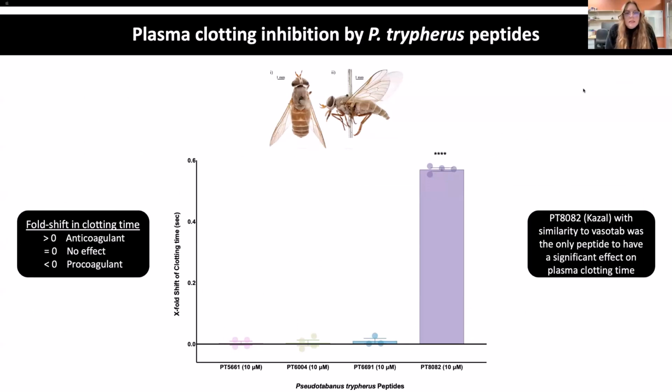So basically what's reflected here is the fold shift in clotting time. So anything that is above 0 is an anticoagulant, anything that is 0 is no effect, and anything below 0 is a procoagulant. And I found that one of the peptides, PT8082, that has a similarity to vasotab, had about a 60% change in clotting or delay in clotting time compared to the control, which is really interesting, but this has to obviously be investigated further.